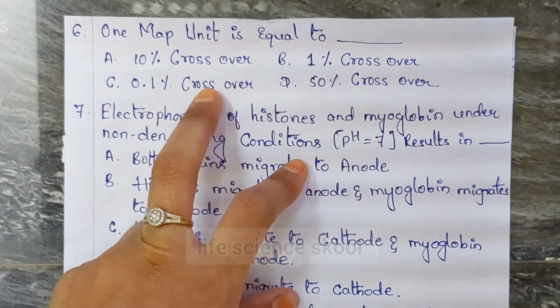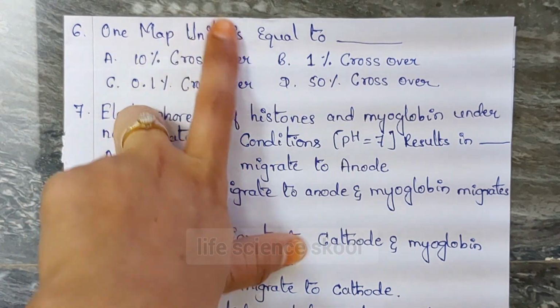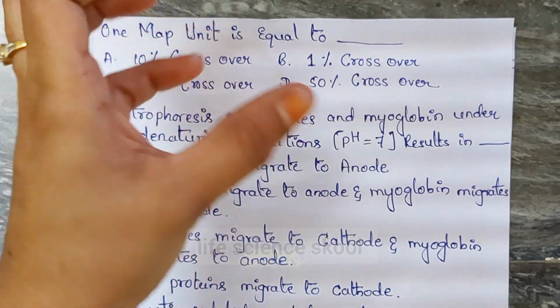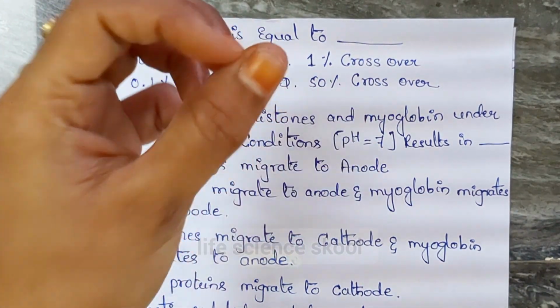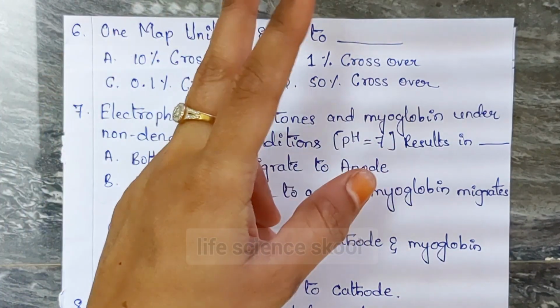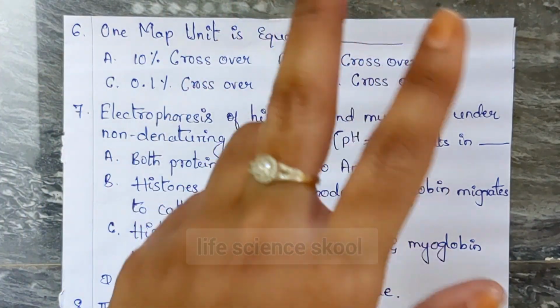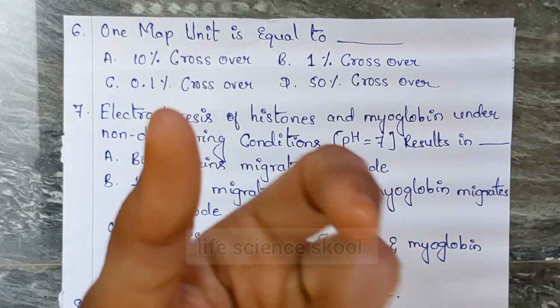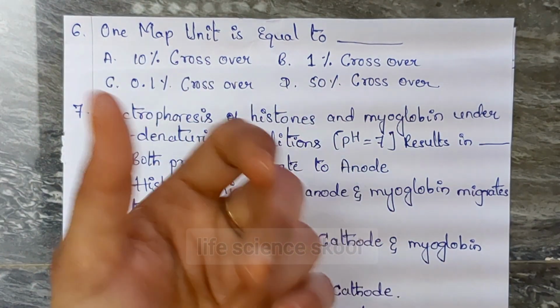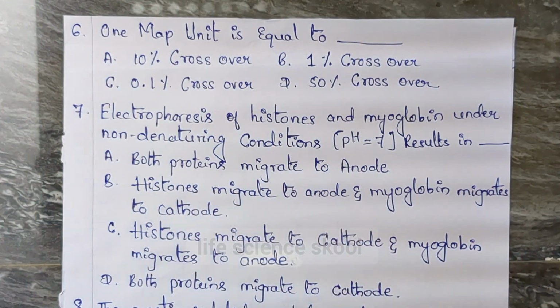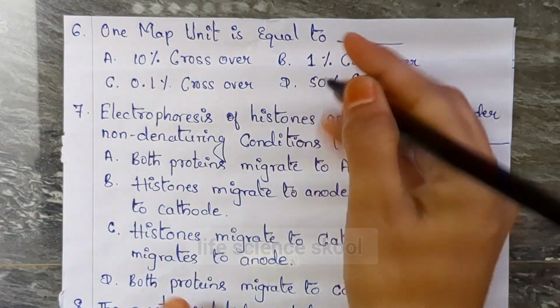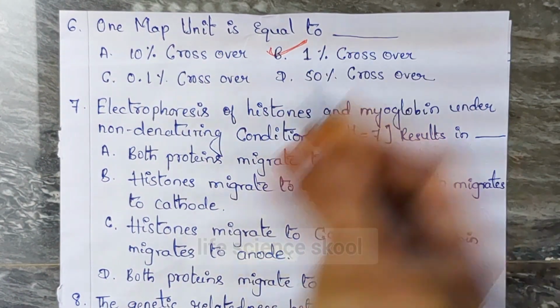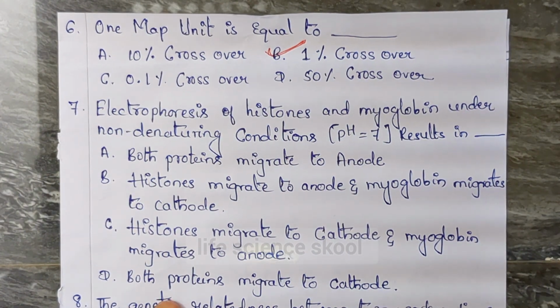So what is this one map unit? One map unit is nothing but a measuring unit. It measures the distance between two genes, or two linked genes, or two loci. Or you can say it is the recombination frequency. Okay, it is also called recombination frequency. And actually one map unit is equal to 1% of the crossover. So option B is the correct answer.